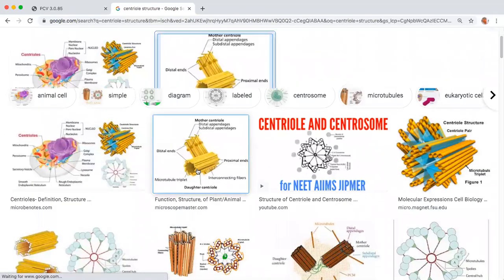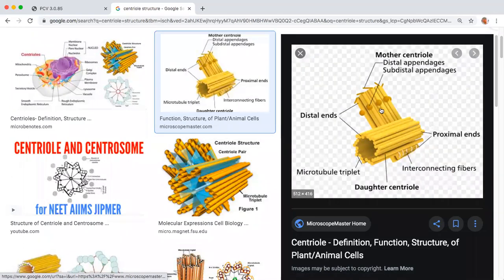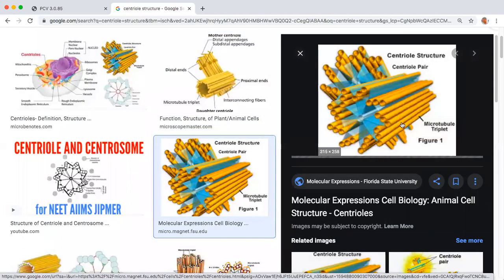You see, this is how it will be. You are able to see the two cylindrical structures which are present perpendicular to each other. If you look at it a little closer, this is how it will be arranged. This is a triplet, this is a triplet, this is a triplet, and so on. Like this, it is arranged in a circle, and it is all linked by these blue color structures. Those blue color structures are what we call the linker protein.